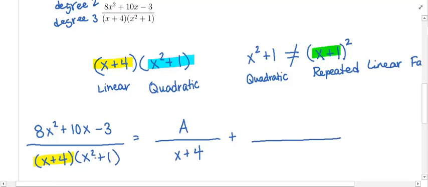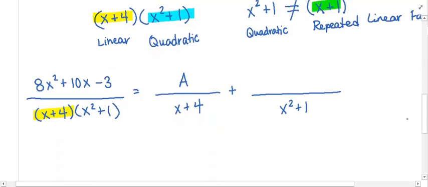We move on to the other factor because the linear factor was not repeated. The other factor is x squared plus 1. It is quadratic. It is also not repeated. If it were repeated, you would see x squared plus 1, which is quadratic inside the parentheses, and you would have a power out here. That's not what you have. This is quadratic. It is not repeated.